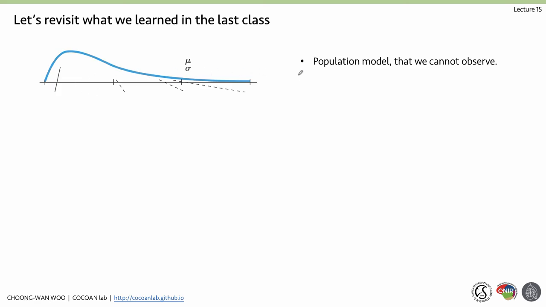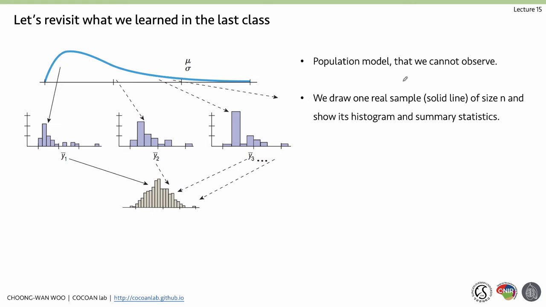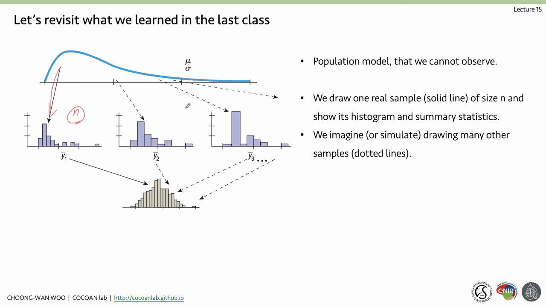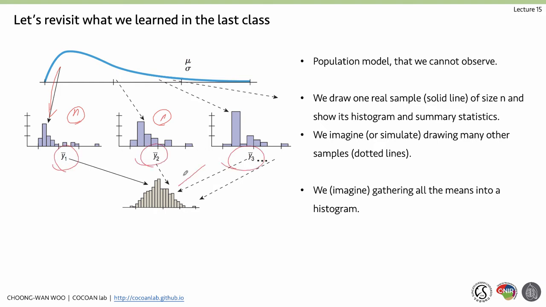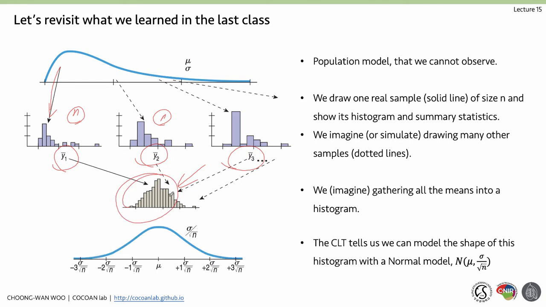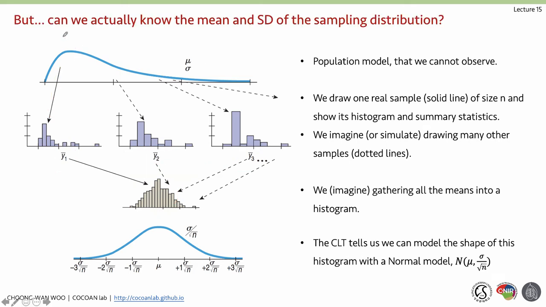This is a population model that we cannot observe. We assume that we draw one real sample, the solid line, of size n, and show its histogram and summary statistic. And we keep going. Imagine us drawing many other samples with the same sample size, and we gather all the mean values into one histogram. This is the sampling distribution, and the central limit theorem assures that the shape of this histogram is going to be a normal model. But as we talked about in class, we cannot really know the mean and standard deviation of the sampling distribution because it's about the population parameter. Then what should we do?